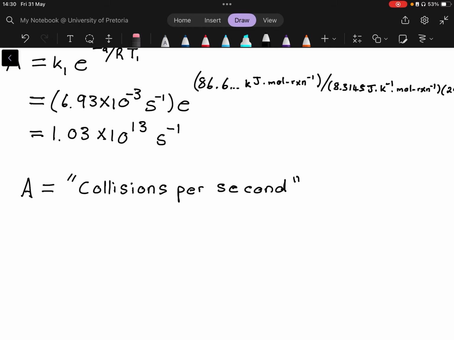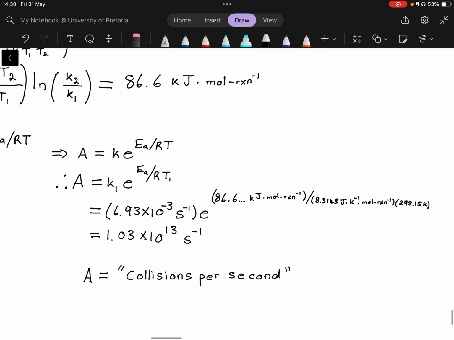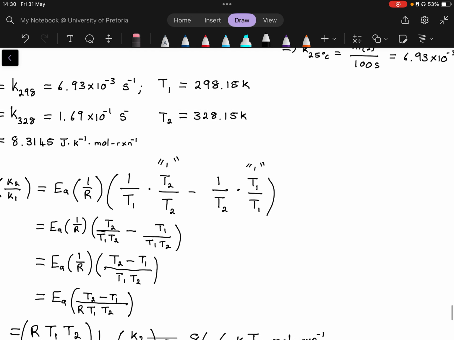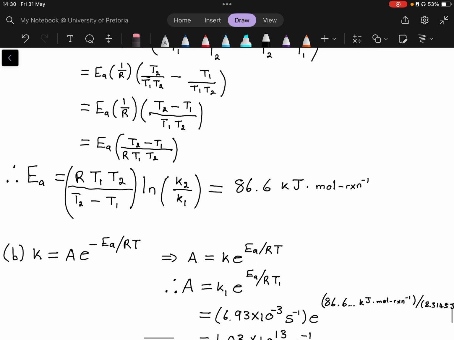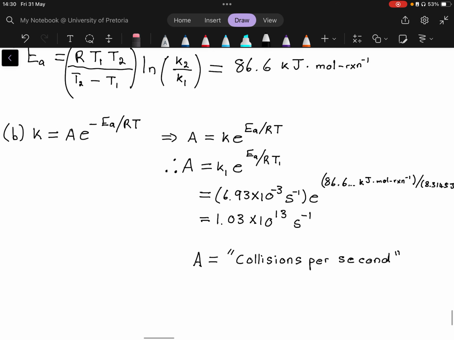All right. But anyway, so that's the Arrhenius equation. You know what activation energy is. It's the amount of joules of energy required per 1 mole of the reaction to proceed. And A is then, of course, the number of collisions that takes place per second in the reaction.